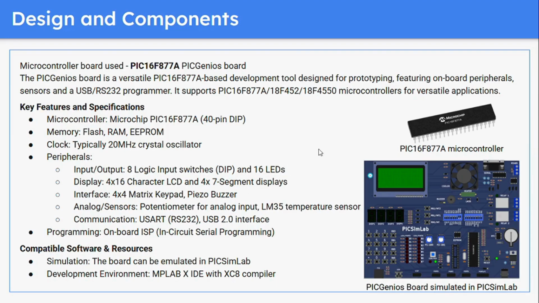Let us go into detail on the components used for designing the project. I have listed out the different components used and their characteristics. The first component is the microcontroller board. The board used here was the PICSimLab PICGenius board. It is a versatile development tool designed for prototyping, and it features on-board peripherals like the CLCD, the matrix keypad, the fan.